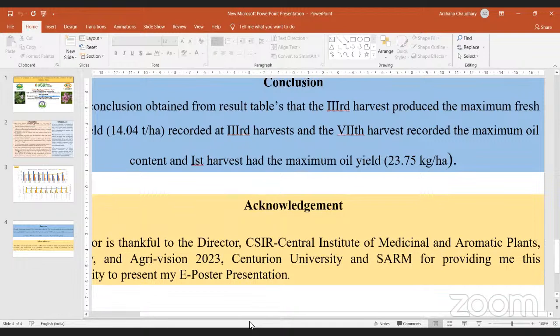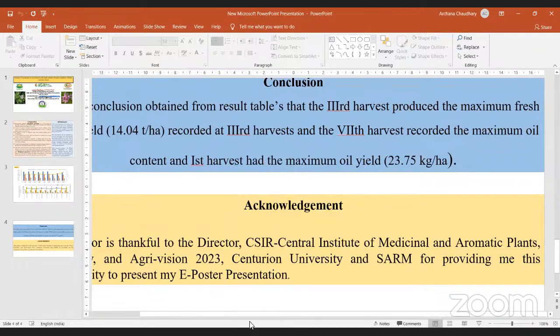I just want to ask one query. What is the difference between oil content and maximum oil yield? Sir, maximum oil content is from a 100 gram sample, in which the maximum oil content is obtained in a small unit, but the oil yield was recorded from the hectare area. Okay, then what data have you mentioned in the last slide, that the maximum oil yield is 23.75 kg per hectare, and what is the data of maximum oil content? Sir, one minute. It is 0.19%. How did you get this? Sir, we calculated it from a 100 gram sample. We took a 100 gram sample in a Clevenger apparatus and obtained the reading by distillation.